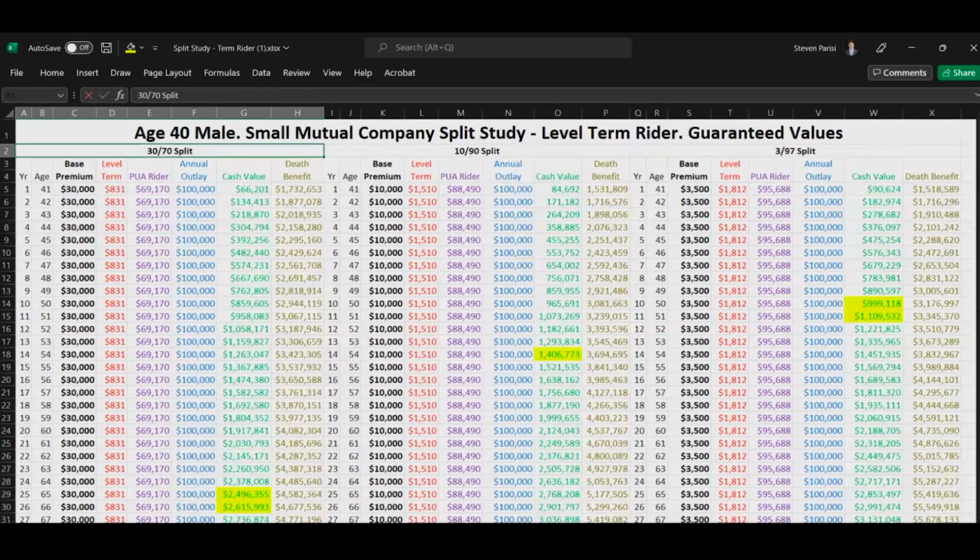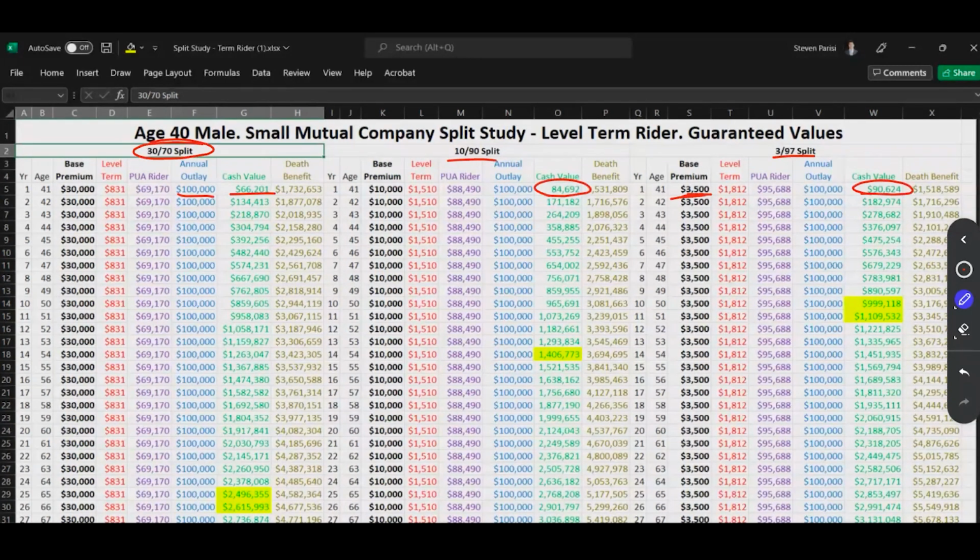Let's look at the guarantees. So again, same company, same product, everything's the exact same as the illustrations we just saw before, but we just pulled it from the guaranteed side of the ledger. So this is absolute worst case scenario. And what do we have? Look at your 3070. 100K goes in, $66,000 and change in the first year. 1090, just about $85,000 in the first year. 397, pushing that base premium as low as we possibly could, $90,000 in the first year. What is highlighted in yellow represents your break-even point.